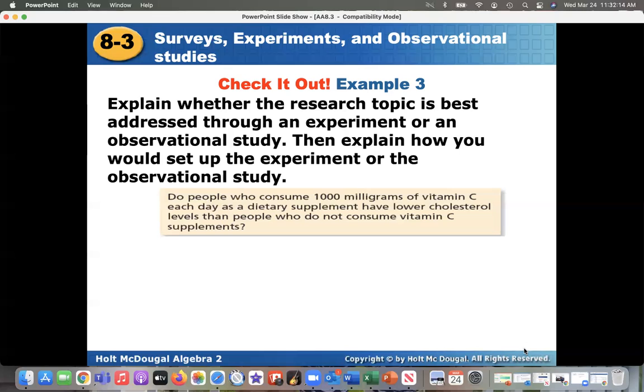Should be pretty easy. What would we do? Have some people that are going to take the supplement, have another group the same size that are not. And maybe after a certain amount of time, you could test their cholesterol. You'd probably test their cholesterol to begin with too, right?